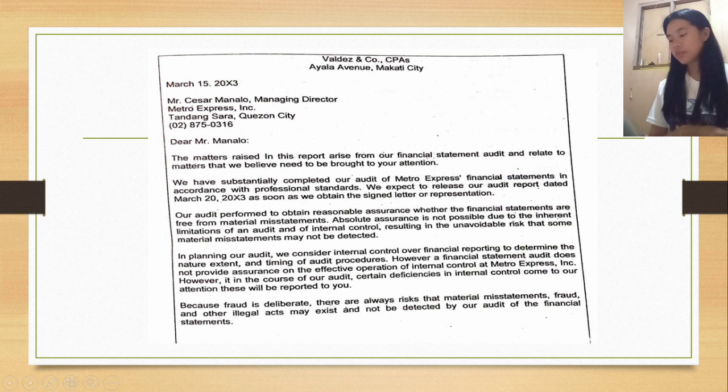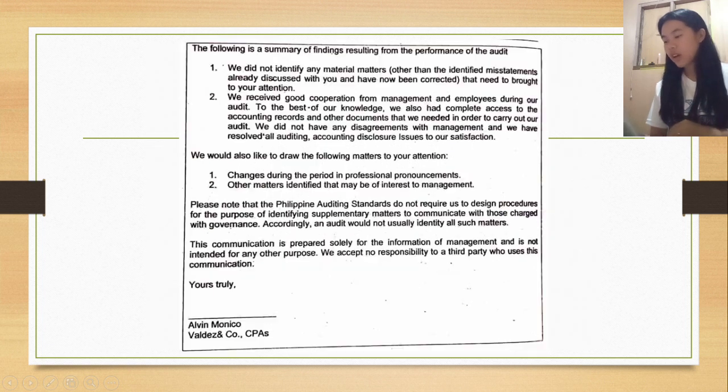We have also the following, which is the summary of findings resulting from the performance of the audit. You can read this, so you will know the summary of findings resulting from the performance of the audit.